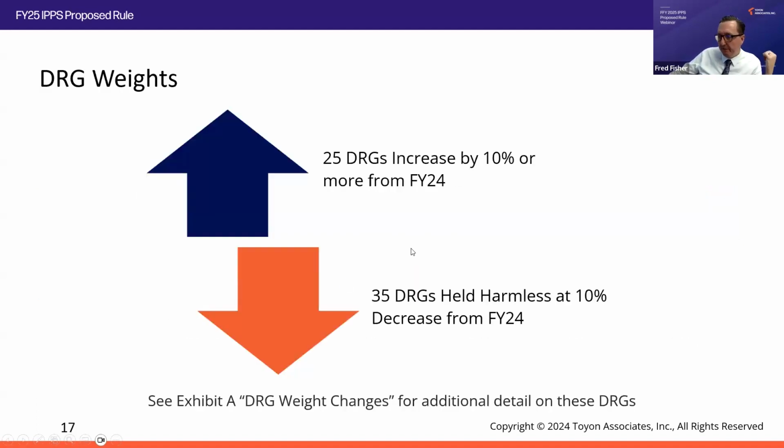DRG weights, there's an addendum if you want to see, that shows there's 25 DRGs that went up by 10% compared to 24, and there's 35 starting in 23, right? They were holding harmless. DRG weight can't go down more than 10%. There's 35 of those if you compare proposed 25 against 24, and you can see all that in Exhibit A here.